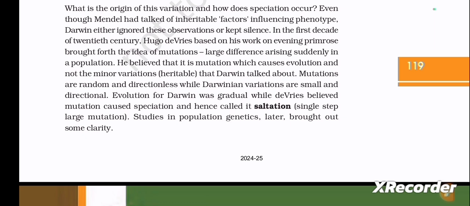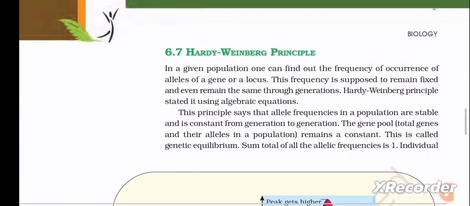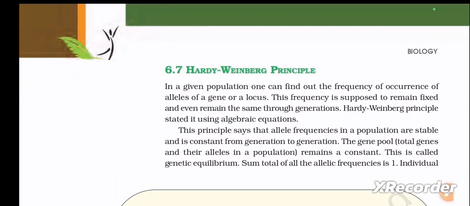Evolution for Darwin was gradual, while De Vries believed mutation caused speciation and hence called it saltation, single step large mutation. Studies in population genetics later brought out some clarity. Next is Hardy-Weinberg principle.